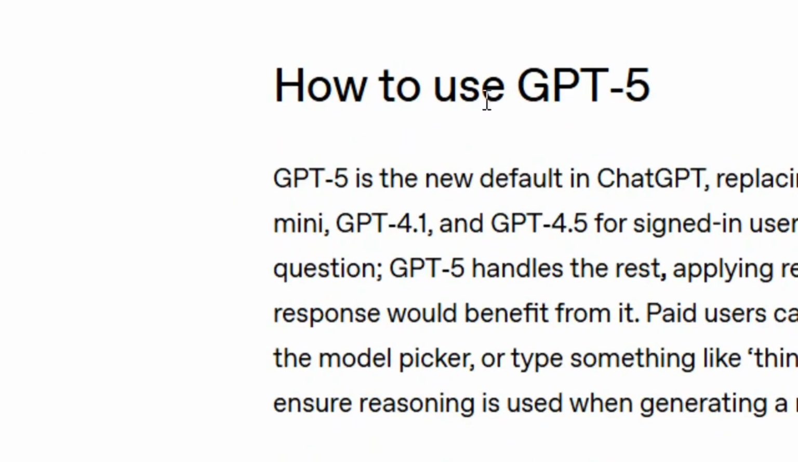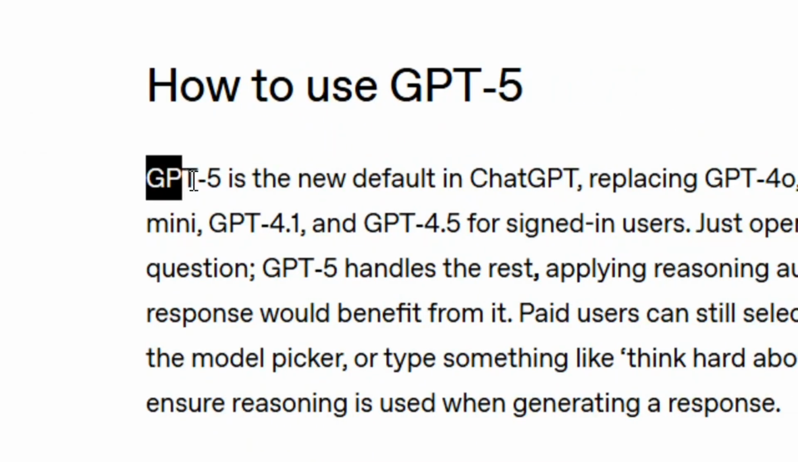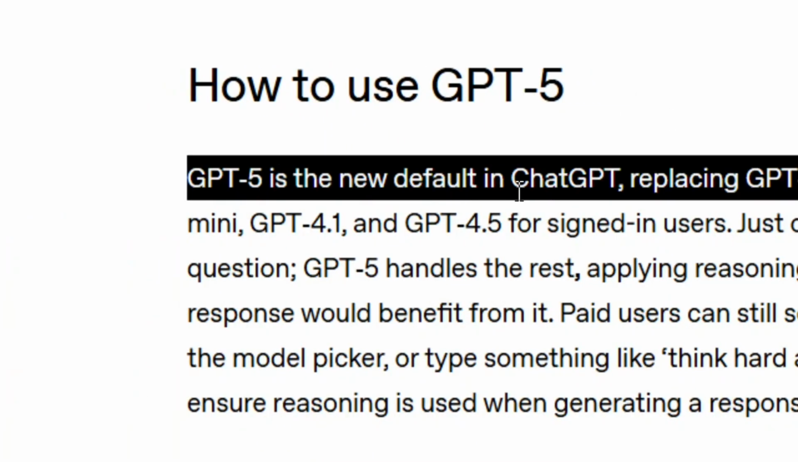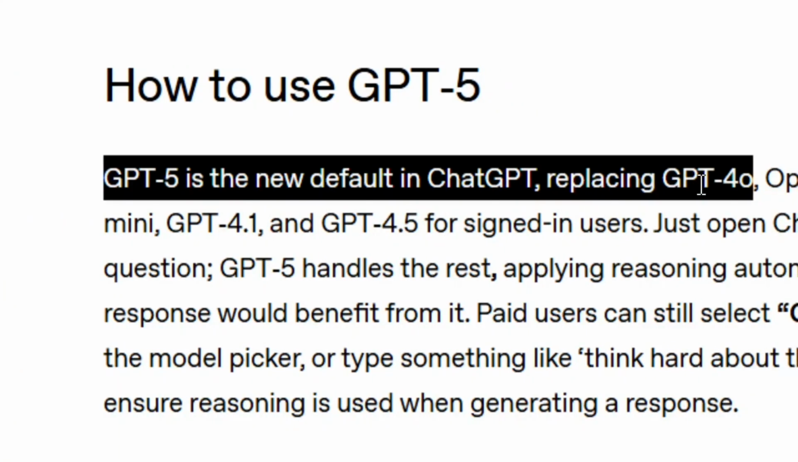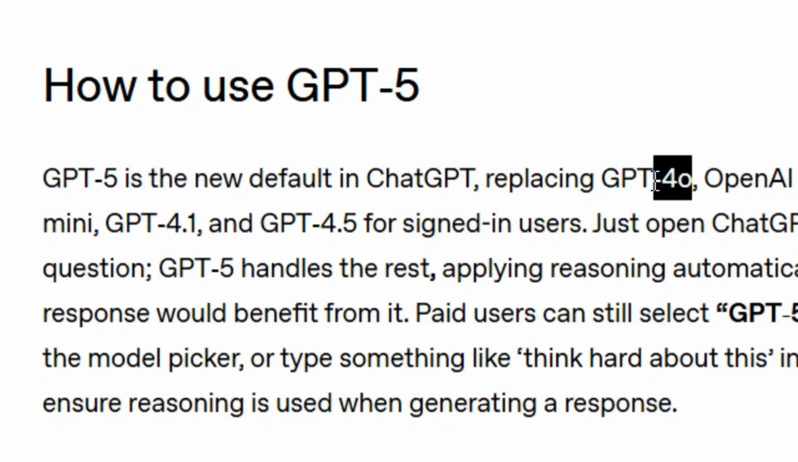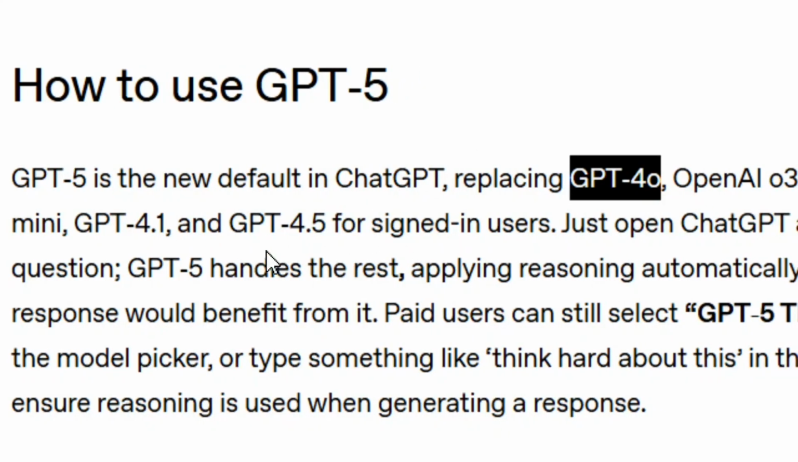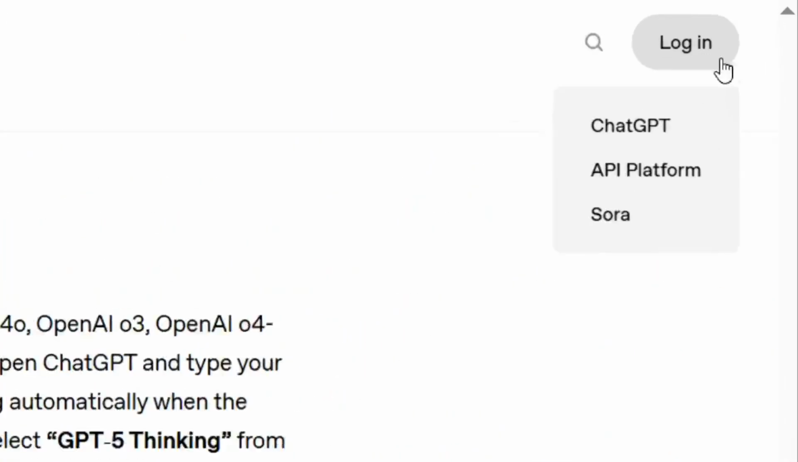Scroll down and then it's going to take you to how to use ChatGPT 5. And what you have to know is that by default, ChatGPT 5 has replaced ChatGPT 4.0. So if you are using the 4.0, you are now using ChatGPT 5 by default. So all that you have to do is to simply switch your ChatGPT to that of ChatGPT 4.0.